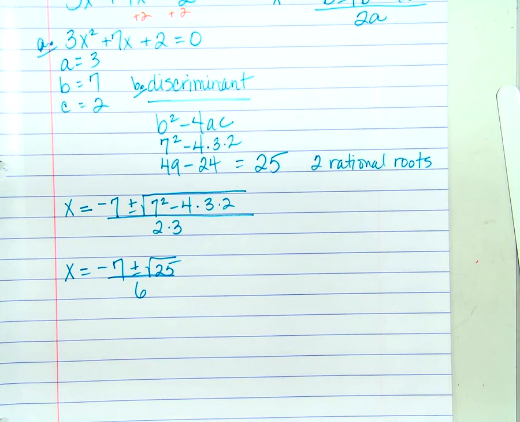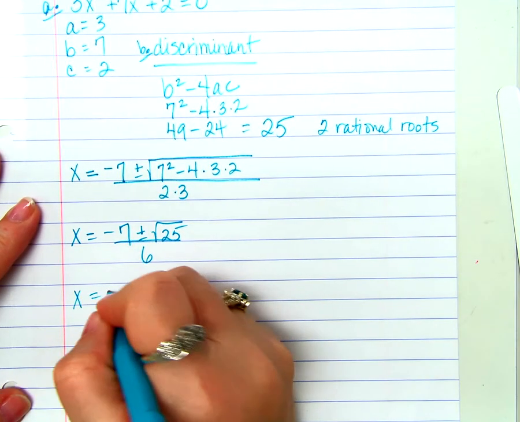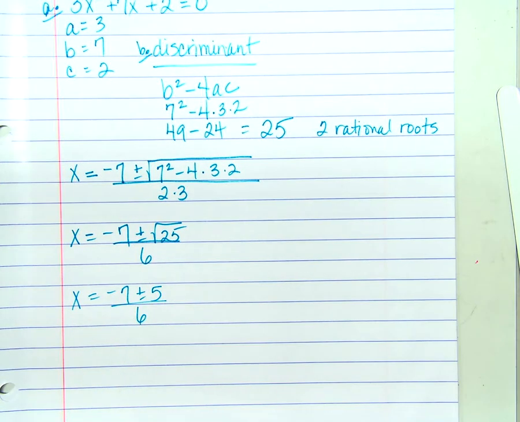Does anybody happen to know the square root of 25? Oh my gosh, excellent. That was so fast. X equals negative 7 plus or minus 5 over 6. So that must mean that I'm finished, right? Because everything's as simplified as it can be. Oh, it's not? What do I need to do?